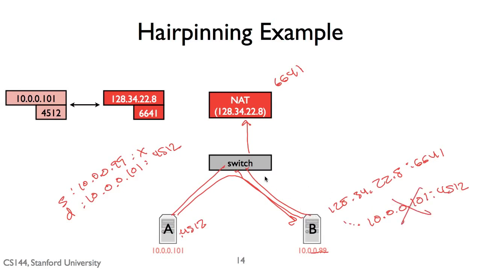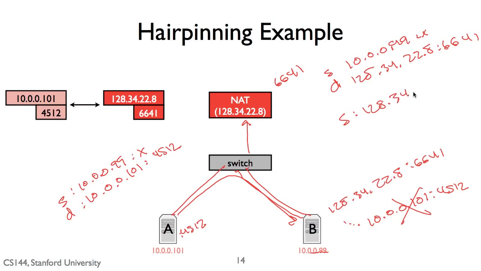Instead, when this packet goes up to the NAT, the NAT needs to translate it. So it comes in as a packet with source 10.0.0.99 port X, destination 128.34.22.8 port 6641, and needs to be rewritten to be source 128.34.22.8 with some port, let's just call it X prime, destination 10.0.0.101 port 4512. And by so doing, because now the source is coming from the NAT, when A sends a response, it'll go back up to the NAT, where the NAT can retranslate it and forward it back to B.